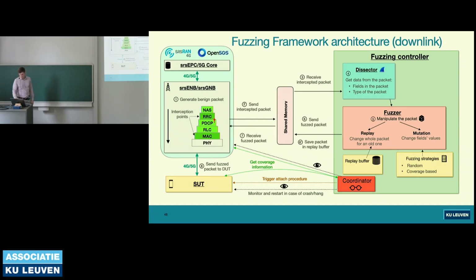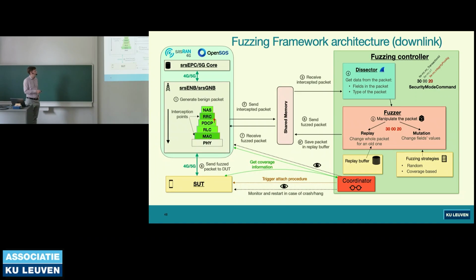Now I'll show you a small animation of what happens when the packet gets intercepted. First of all, let's say this open source implementation generates a packet, which is then intercepted on the RRC layer and sent via the shared memory interface to the fuzzer. The first thing the fuzzer will do is dissect the packet. So it will get information about the fields in the packet and about the type of the packet, basically similar to how Wireshark does it. Then, once we have this information, we can mutate the packet more intelligently.